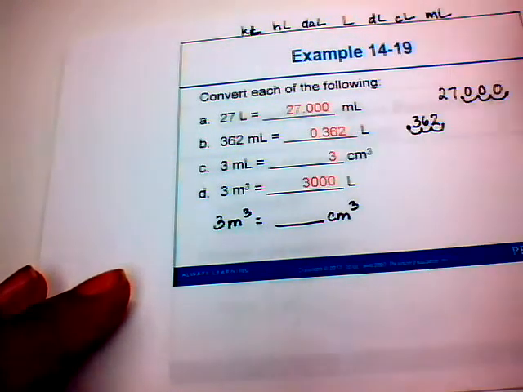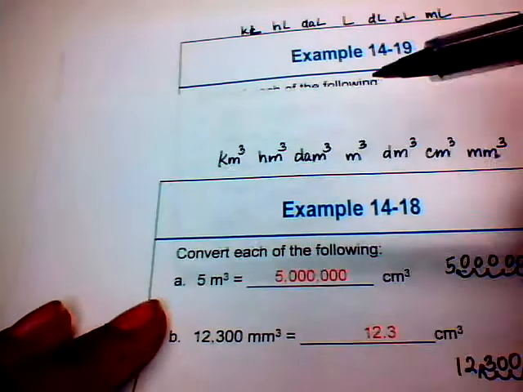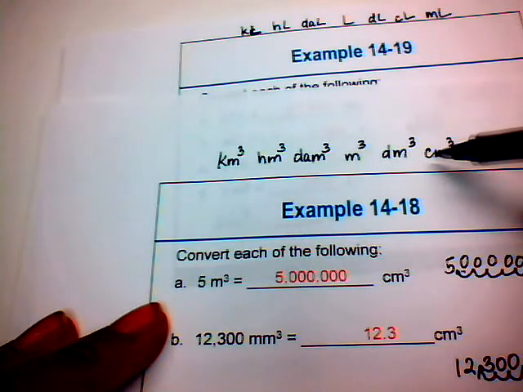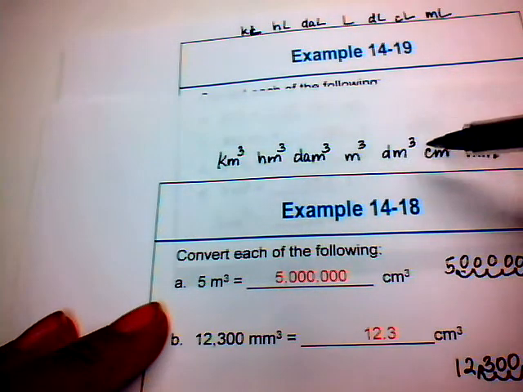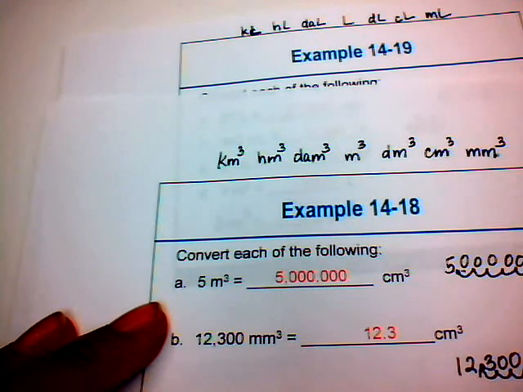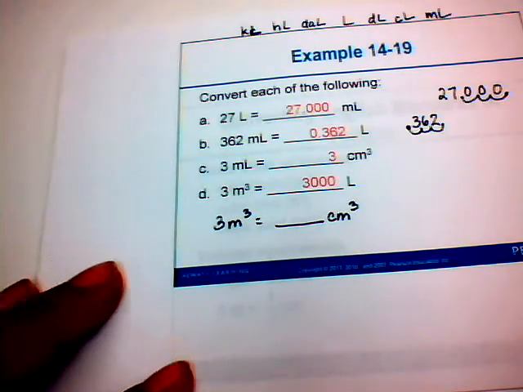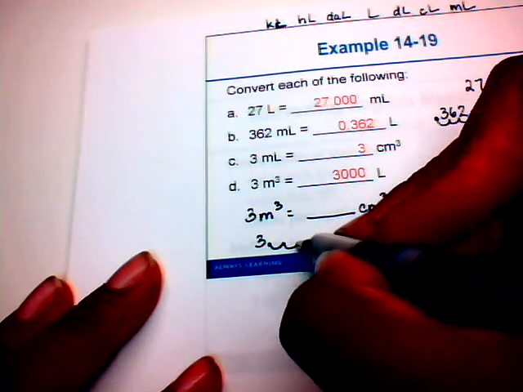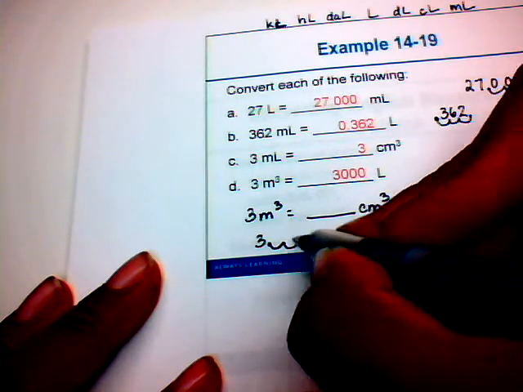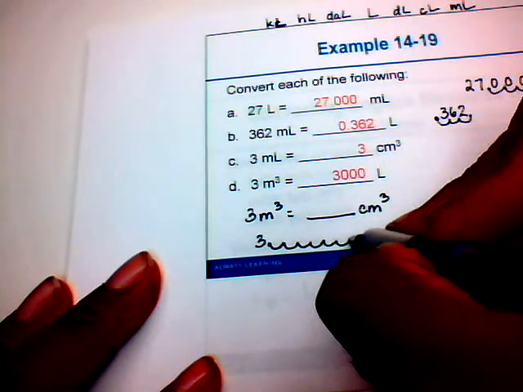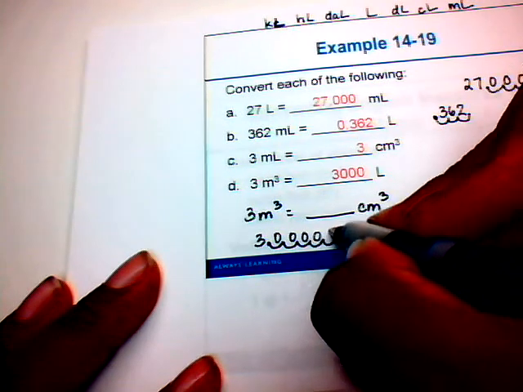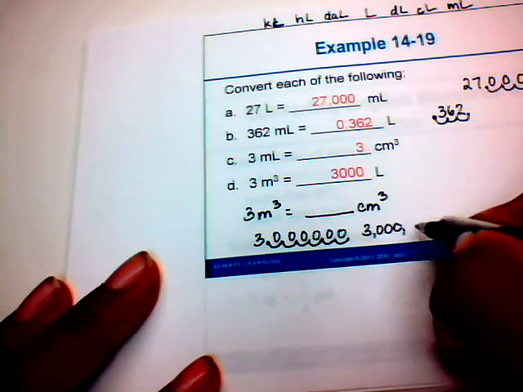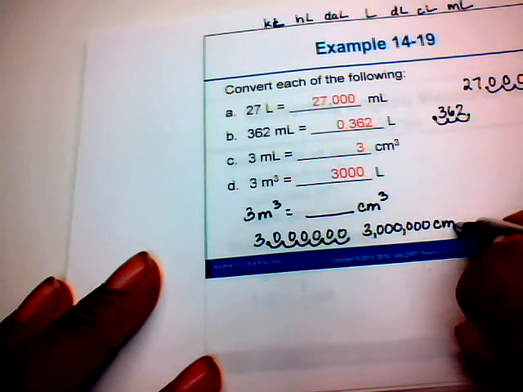And if you recall, from meters to centimeters, here it is, cubic meters to cubic centimeters, you'll normally move 2 places to the right. But it's cubic units, so it's 3 times that. So that means 6 places to the right. So number 3, we're going to move this decimal point 6 places to the right. So I need 6 zeros. So this represents 3 million cubic centimeters.